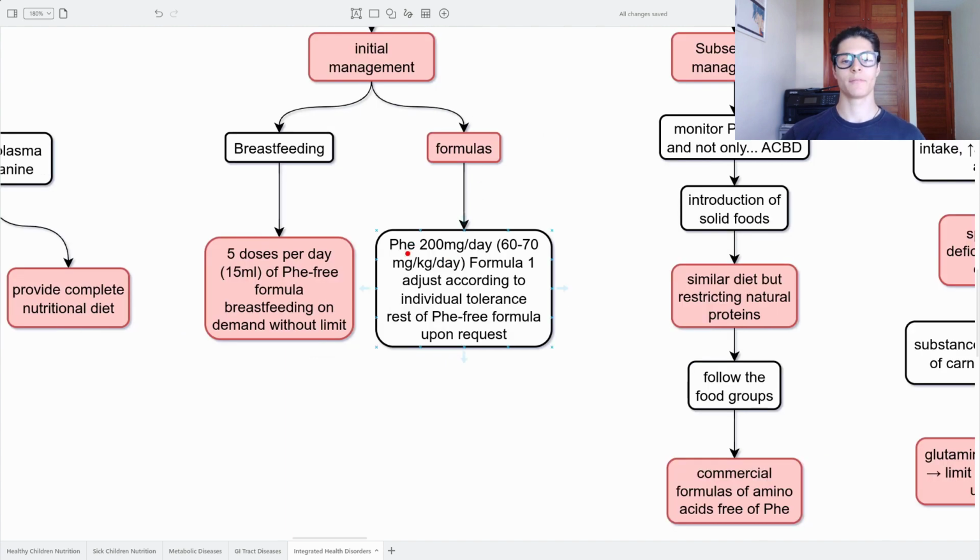Using formulas, we have to put 200 milligrams of phenylalanine a day. This is 60 to 70 milligrams per kilogram per day. And we do that with a Formula 1. And we have to adjust the quantities according to individual tolerance. And the rest of the phenylalanine-free formula upon request. So basically, after we reach that 200 milligrams, we stop completely and we go phenylalanine-free.